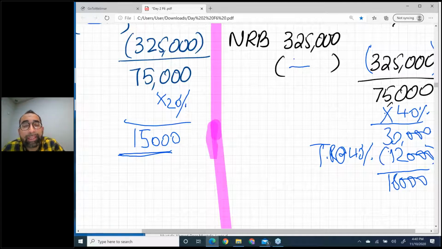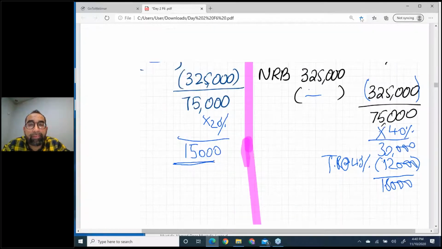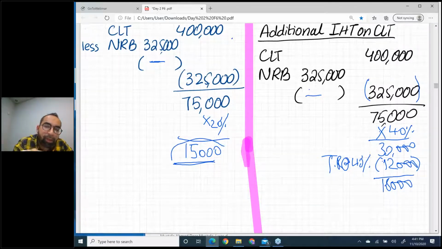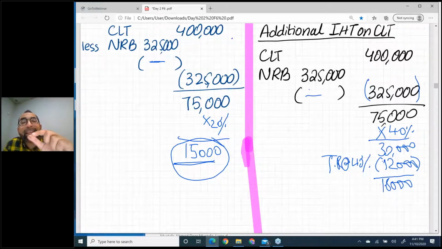Now this is the total IHT on CLT, but don't forget what we have to calculate. We have to calculate additional IHT. So just think, we have already paid some IHT on CLT, and now we have to calculate the additional.